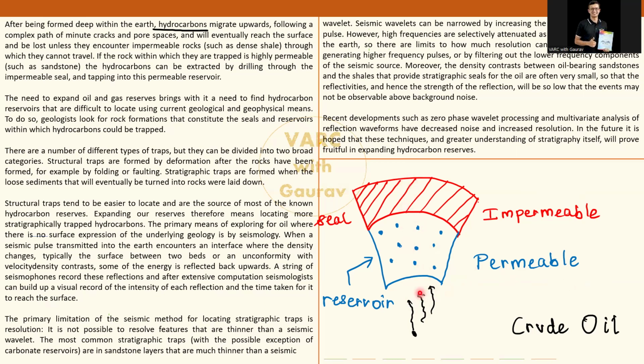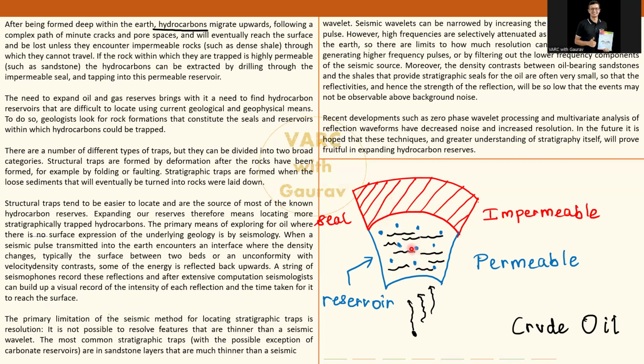But the travel is not unlimited. Soon that liquid, this crude oil, let's say, which is floating around in this permeable rock, tries to move upwards, but soon it will encounter an impermeable rock. So what does this impermeable rock do?